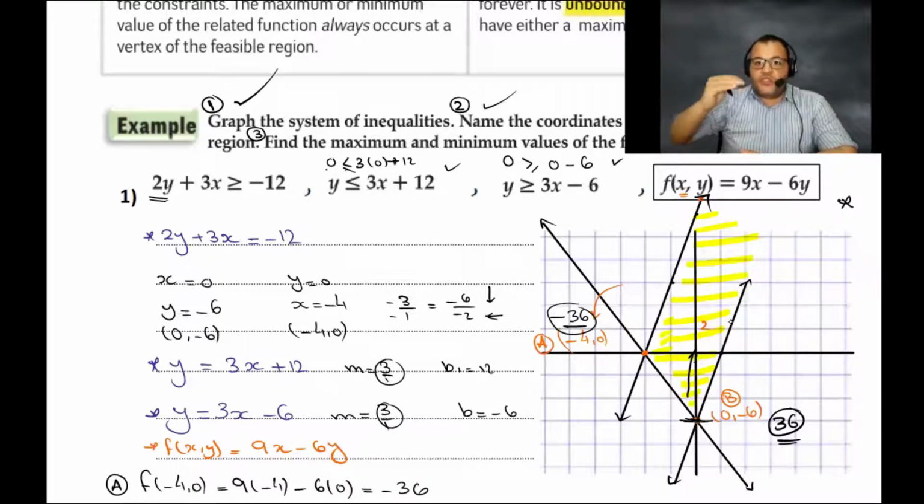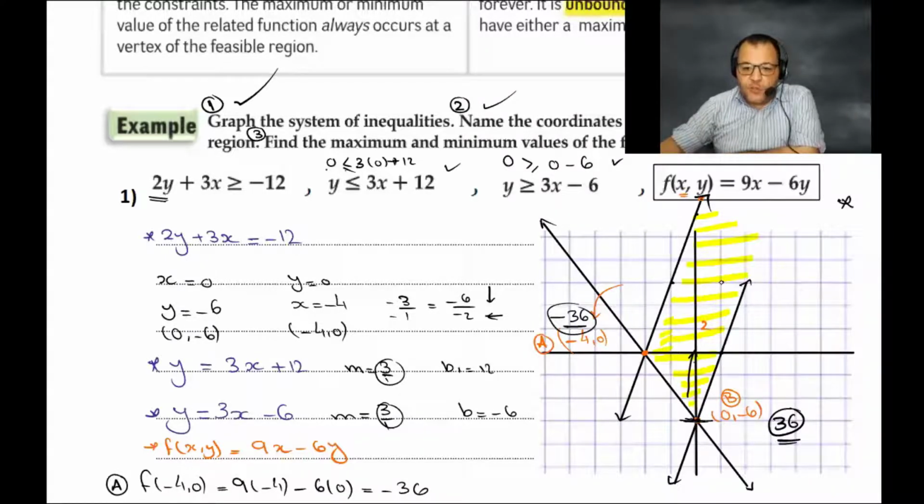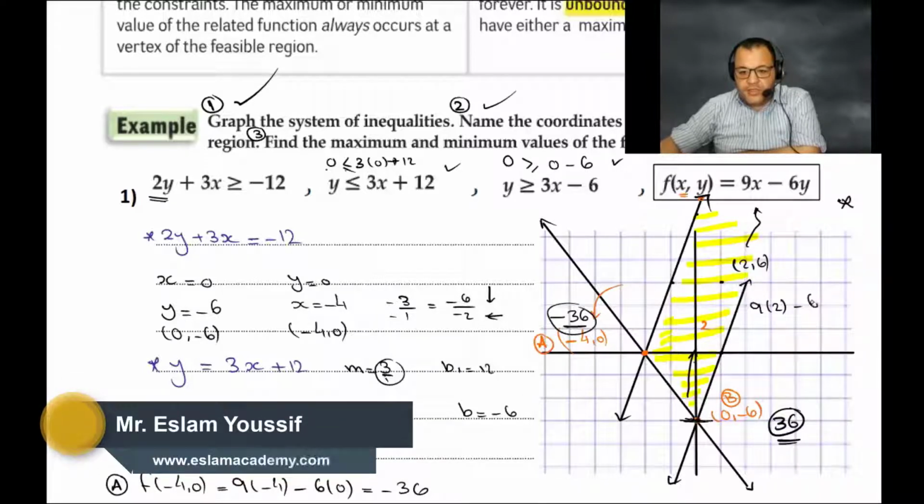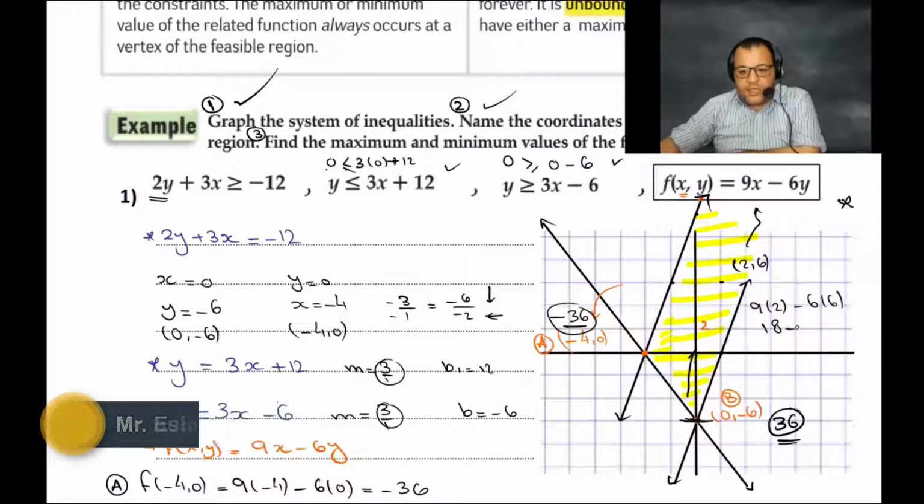It means it's the function. When we are going up, if you choose any point here, suppose that I'm choosing a point here, what is the coordinate of this point? Lower than -36. What is the coordinate of this point? 2 and 6. Can you, by substitution in this function? 9 times 2 minus 6 times 6. What is the value? 18 minus 36, it will be -18.